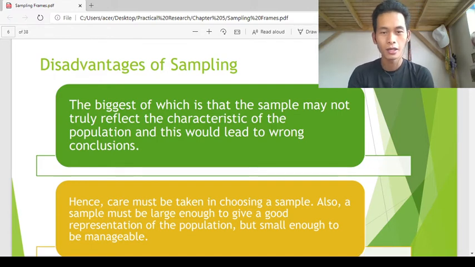So take note. In short, in conducting sampling, the number of respondents must be not too large but not too small.